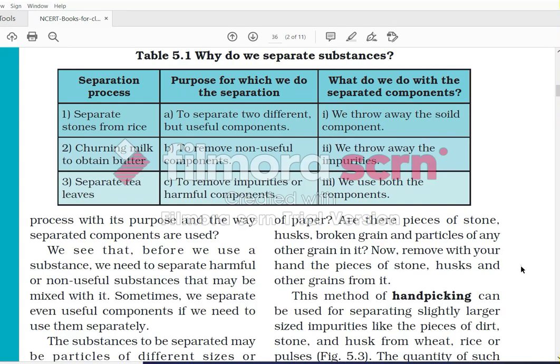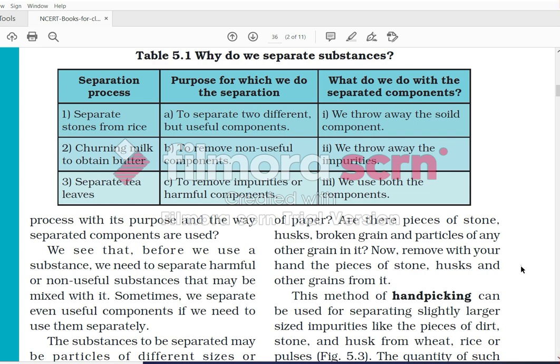Now here is a very interesting table given, that is, why do we separate substances? On the first column there are separation processes, second, the purpose for which we do the separation, and third column is what do we do with the separated components.